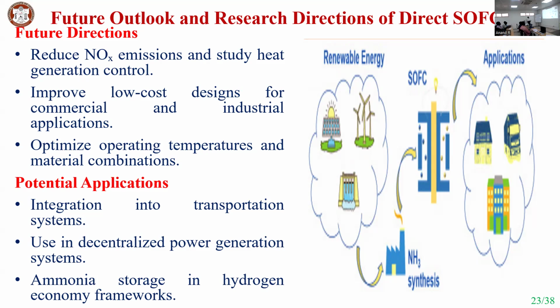Decentralized power generation systems, ammonia storage in hydrogen. Why is it called decentralized? Suppose you want to power a particular village where there is no provision to bring the power in, then you can create a localized power station and give power to the people living in that village. It's called decentralized. It's not connected to our grid.